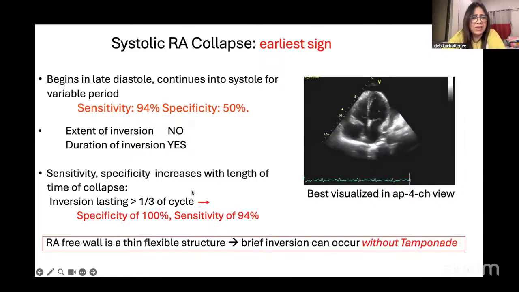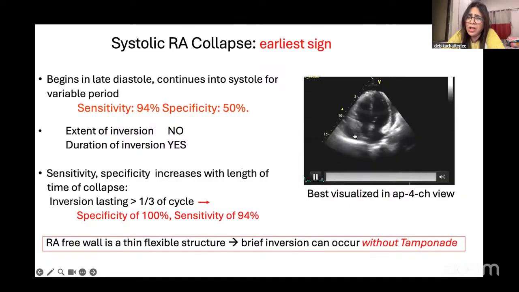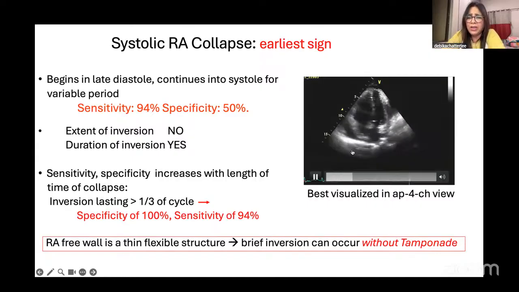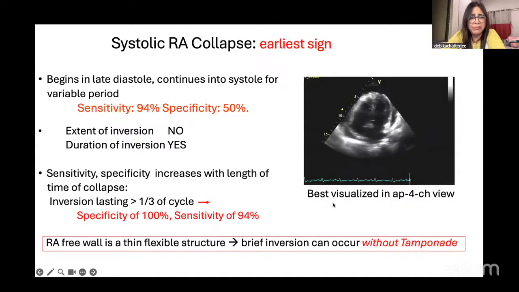And if it lasts for more than 1/3 of the cardiac cycle, the specificity increases to 100% and the sensitivity increases to 94%. So you have to remember that it is the duration of the inversion of the RA free wall which is important, because a brief inversion of the RA free wall can occur without tamponade, because it is a very, very flexible wall. The RA wall is very flexible. So it has to last for some time in the systole.